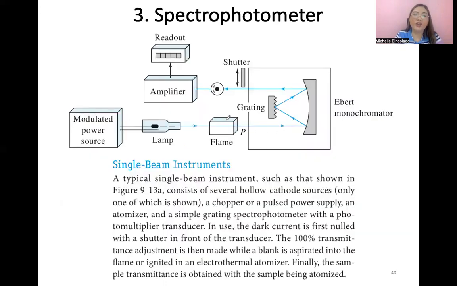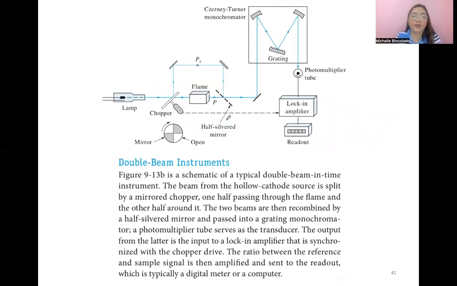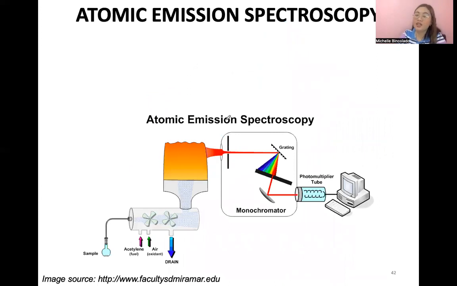All right? And then guys, of course, the third component of AAS instruments is the spectrophotometer. It could be a single beam or a double beam. So we already explained a while ago ang difference ng single sa double beam spectrophotometer. Okay? And ayan, double beam. So you might want to read this guys sa books for you to understand more yung components na AAS instrument.